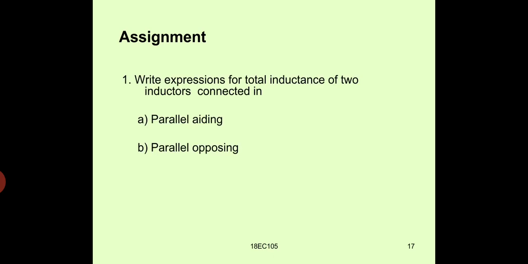Next, let us have some assignment sort of questions. Write the expressions for total inductance of the two inductors when they are connected in number 1 parallel aiding, and then number 2 parallel opposing. So these are a few assignment sort of things we can work out at home.